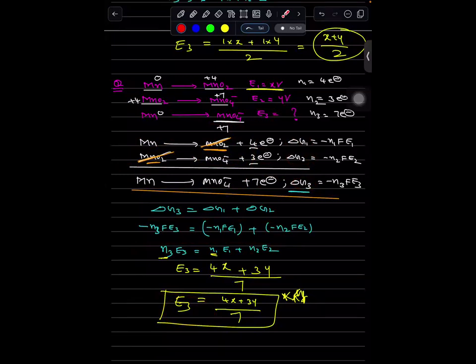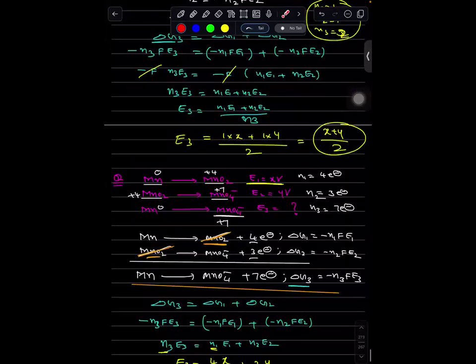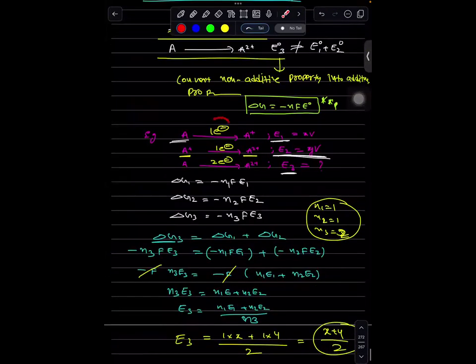Yes, sir. Will N3 always be 7? In this example I got 7, which is the sum of them. It cannot always be 7, but it will always equal the sum of them. N1 plus N2 will be equal to N3. Look at the earlier example: here 1 electron, here 1 electron, overall 2 electrons. N3 is 2 electrons, which is N1 plus N2.